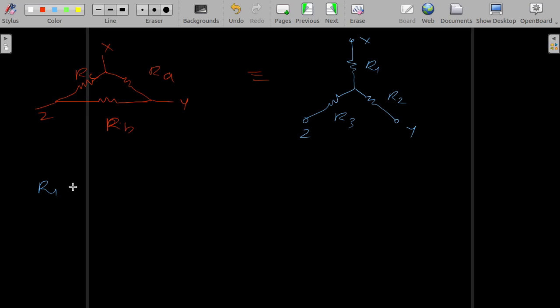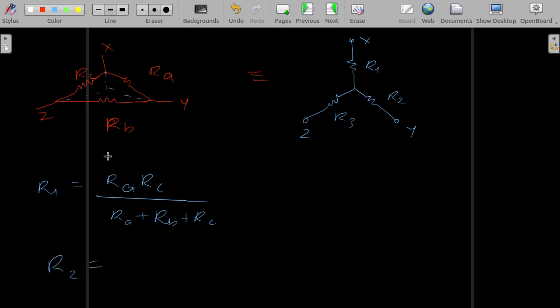Okay, anyway, R1 equal to R_A R_C by R_A plus R_B plus R_C. Okay, R1. Suppose we can imagine this thing coming like this. So R1 is coming here. So R1 equals R_A into R_C divided by the sum.